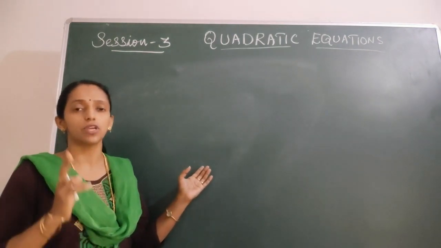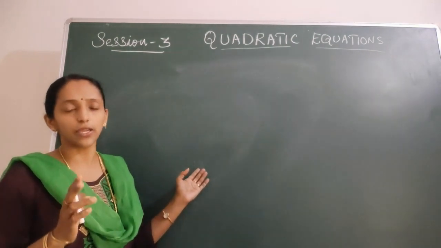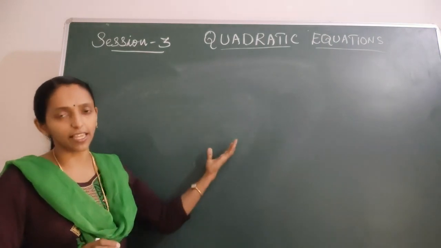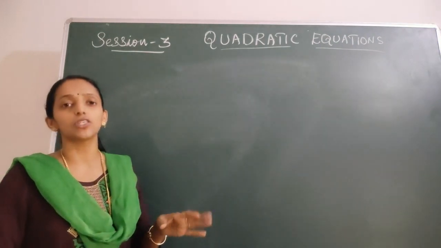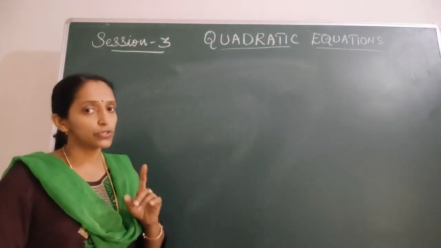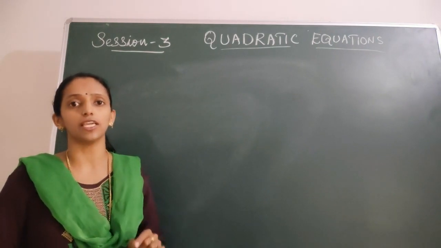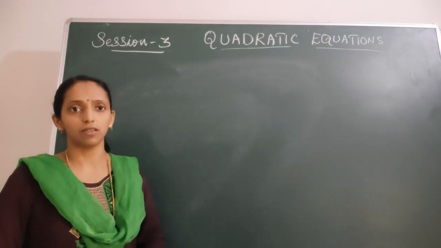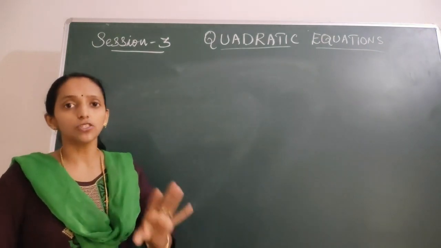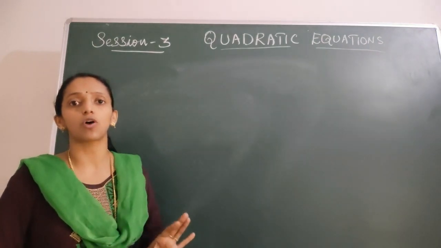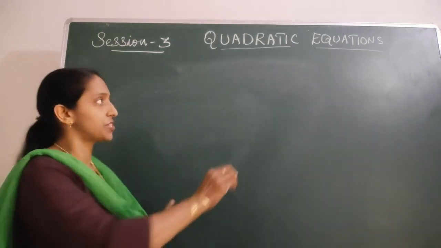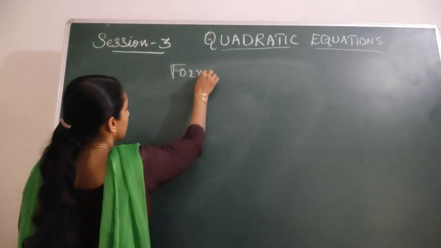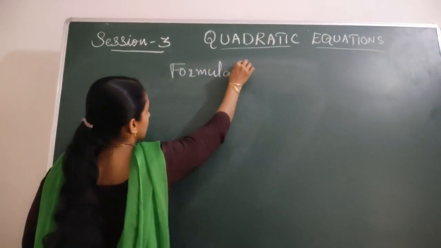And later we had seen solving of a quadratic equation, and as I have told you, we are having two methods to solve a quadratic equation. The first method is factorization method, already we had seen, and the second method is formula method. So today we are going to see one of the most important topics of your syllabus of this chapter, that is formula method for solving a quadratic equation.